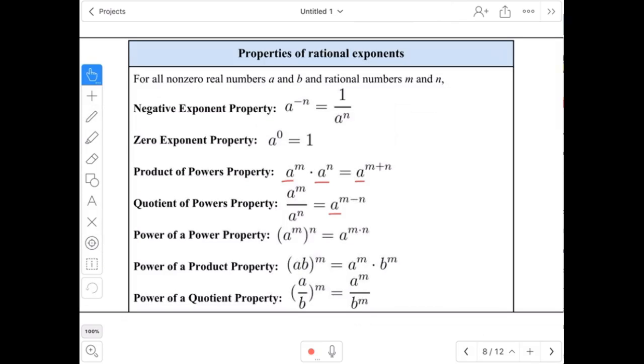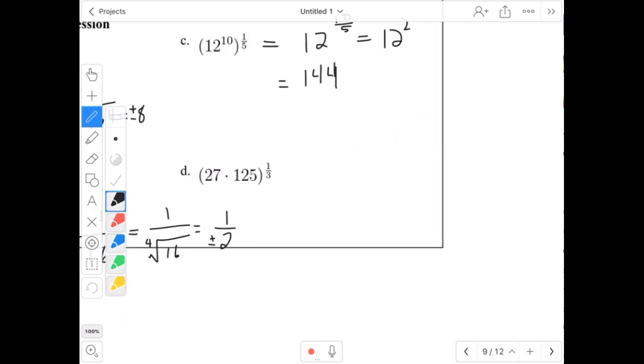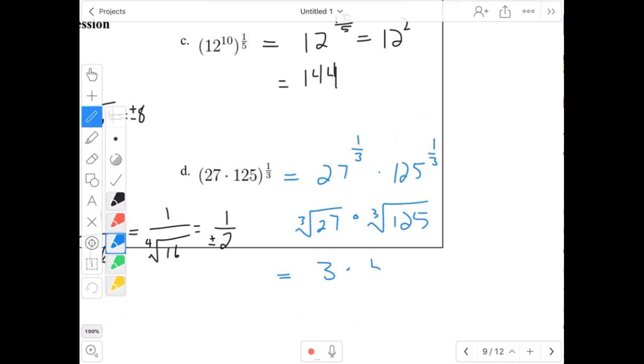Go back real quick. This last one is dealing with this piece right here. So we have 2 things that are being multiplied, taken to the 1/3 power. So that means I'm going to do 27 to the 1/3 power times 125 to the 1/3 power. 27 to the 1/3 power is the same as taking a cubed root of 27 times a cubed root of 125. This is going to be 3 times 5, which equals 15. Like I said, if you get comfortable with these properties and everything, these problems become a lot easier.